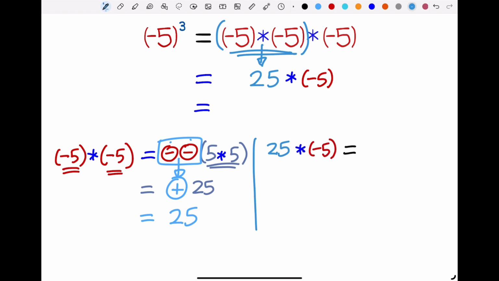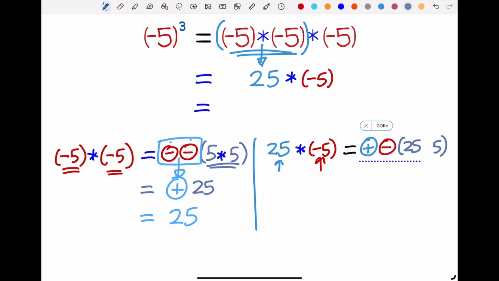Alright, since 25 is positive, we're going to take a positive sign in the front. And since negative 5 is negative, we'll put a negative sign out in the front. And then we're going to multiply 25 times 5 separately. Alright. Since we have a positive times a negative, they're both different signs, and that tells us our answer is going to be negative. So let's do that here.